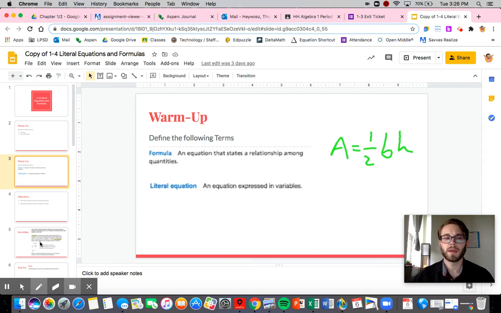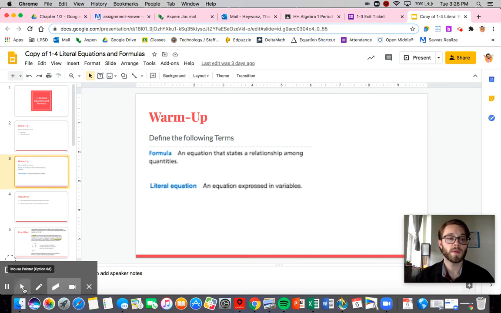Those are pretty common. And then a literal equation is kind of the more general version of that. It's just any sort of equation expressed in variables. So as you can see here, we have an a, b, and an h. So this is actually a type of literal equation. A formula is a specific subset of literal equations, except in particular, this is relating quantities, usually in some sort of application. Literal equations don't necessarily have to be the relationships among physical quantities or anything like that. It's just the more general: any equation expressed in variables.